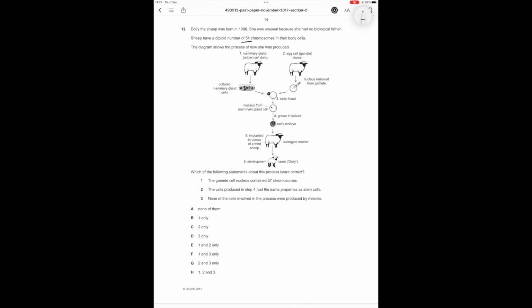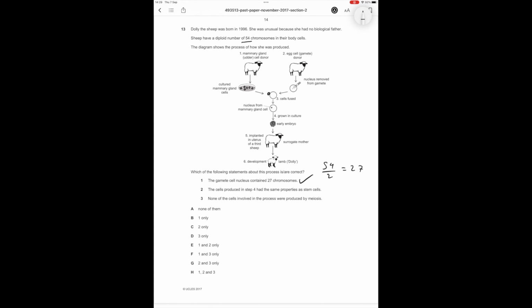You have an egg cell from a donor and a mammary gland cell from a donor, fusing cells, nucleus, early embryo, implanted in the uterus of a third sheep, and we're developing a Dolly. Okay. Which one of the following statements about this process are correct? Number one, the gamete cell contains 27 chromosomes. That's true because the diploid number is 54 and gametes are haploid, so 27 is half of 54.